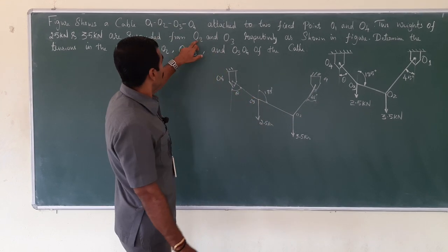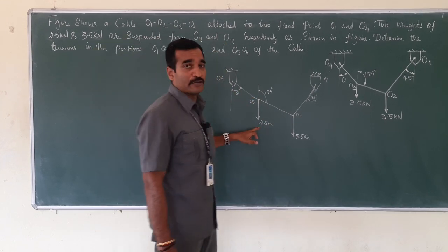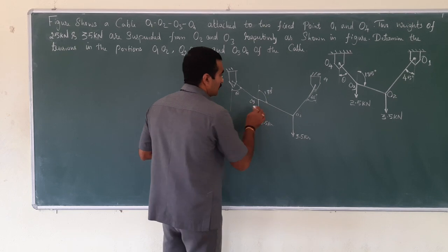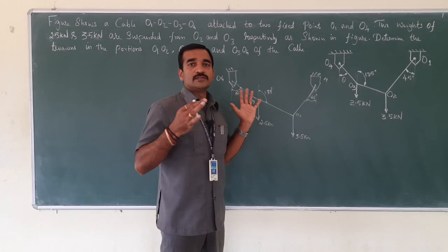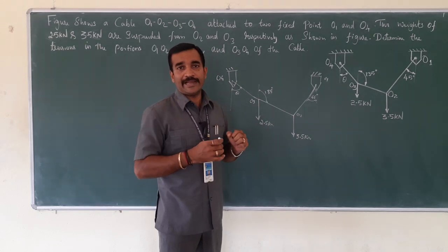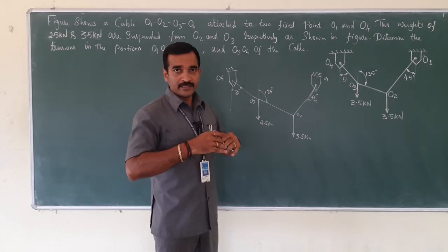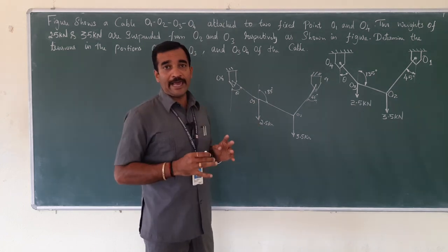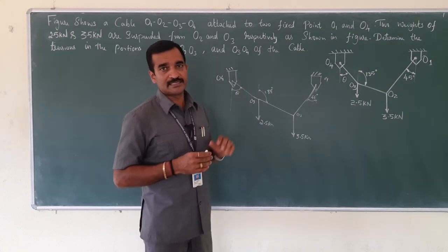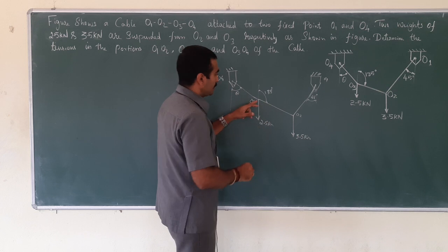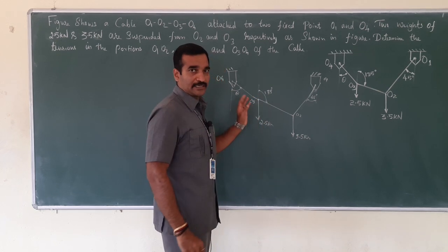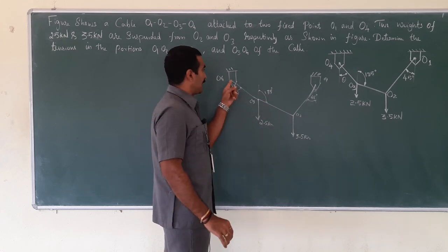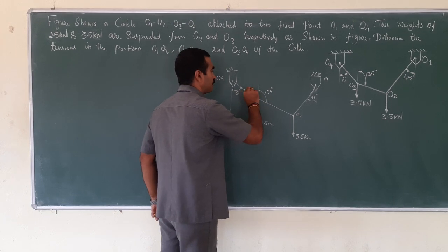And look here, at O2 and O3 the weights are acting, that is 2.5 magnitude and 3.5 magnitude. Now, as you know, when the weight or the object is tied with rope or any string or cable or rod or bar, the tension force acts away from the point or away from the center. So look here, this is the point where I am going to consider this a concurrent force.